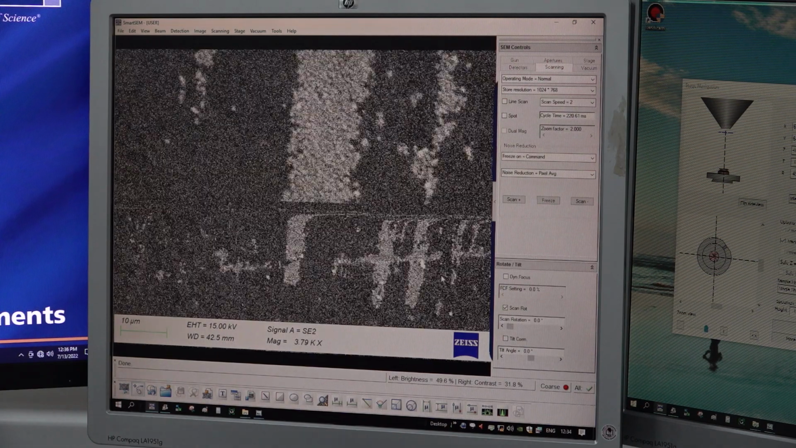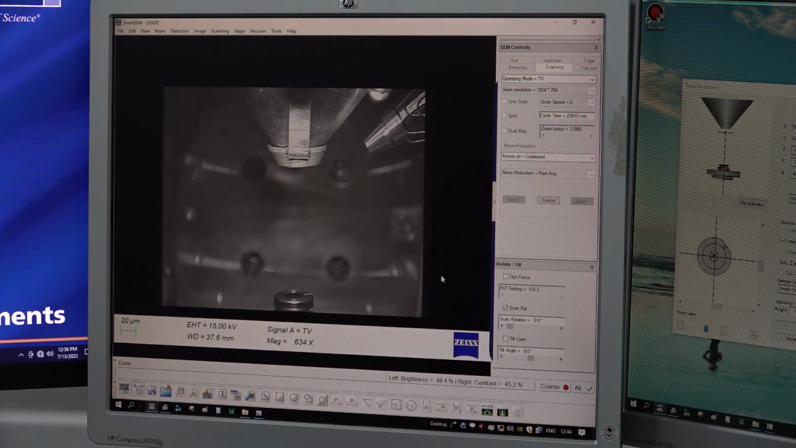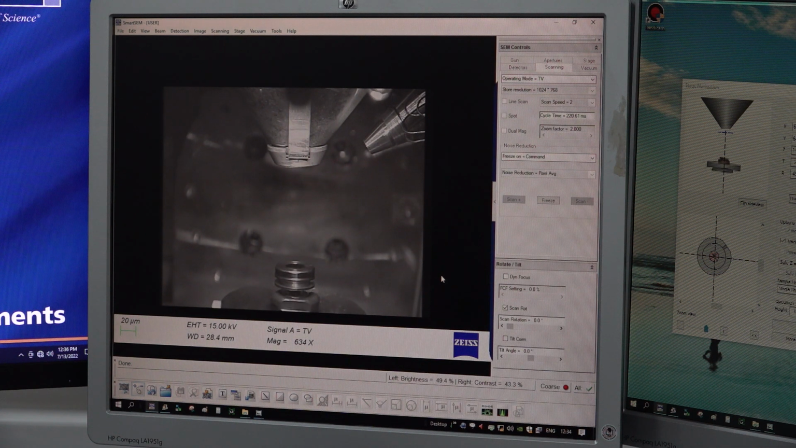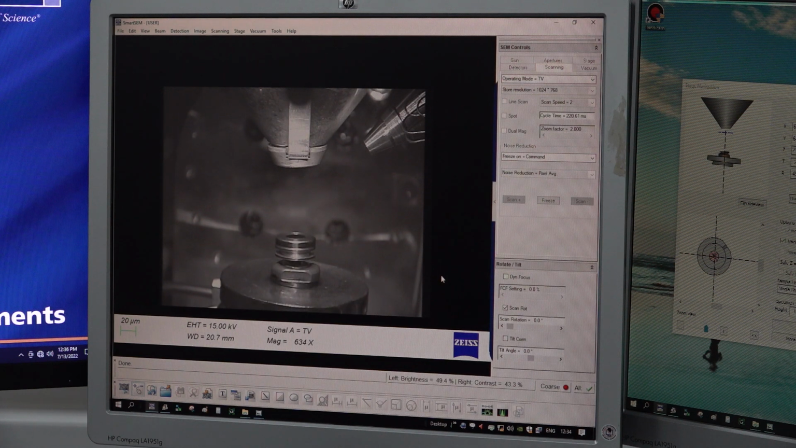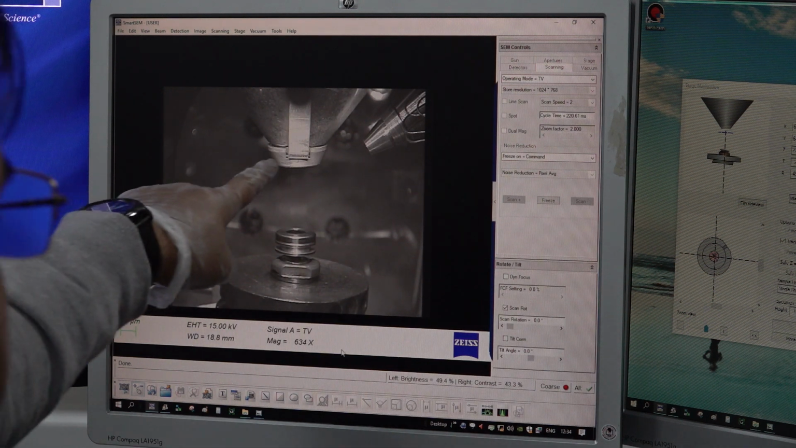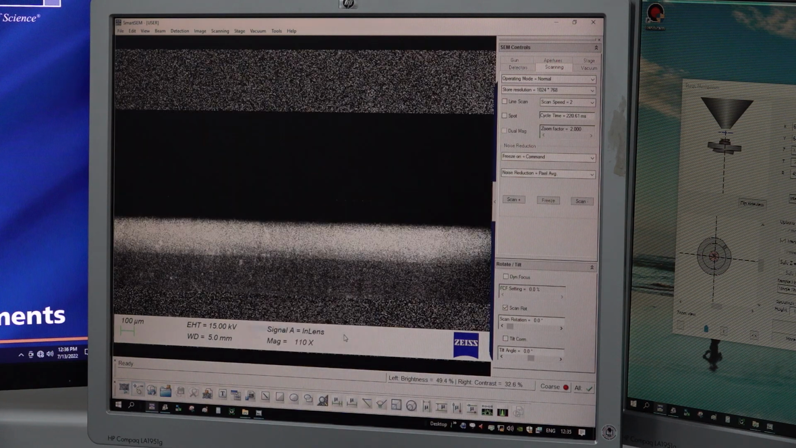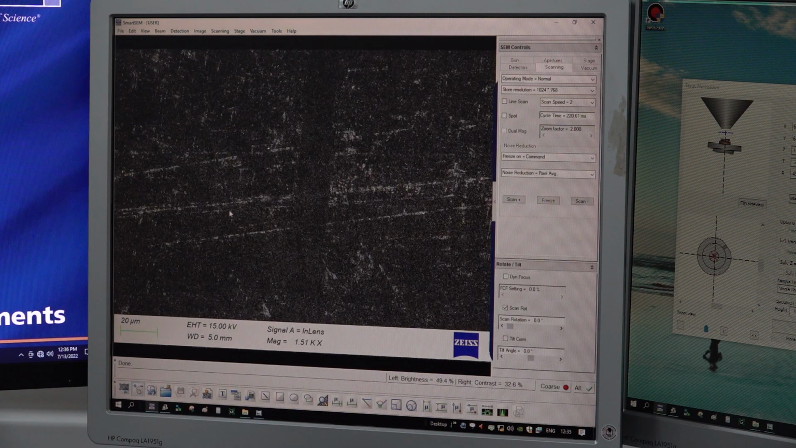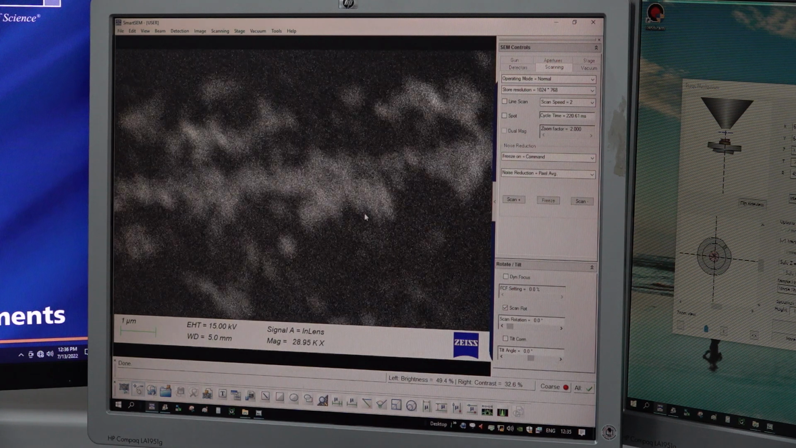So I am going to take the stage up. First we will see the in-lens image. So I am going very close to the pole piece. This is your pole piece. Now I am selecting the in-lens or through-the-lens detector. Same secondary electron signal, but the detector has been placed in a different position.